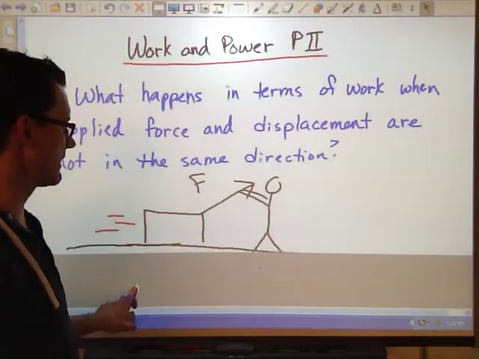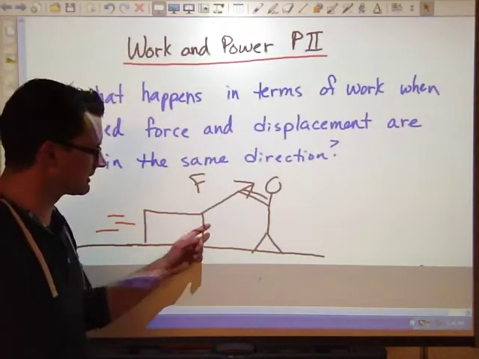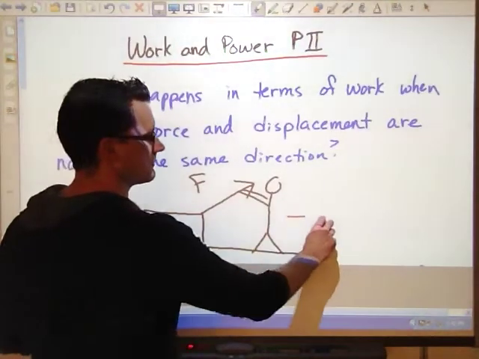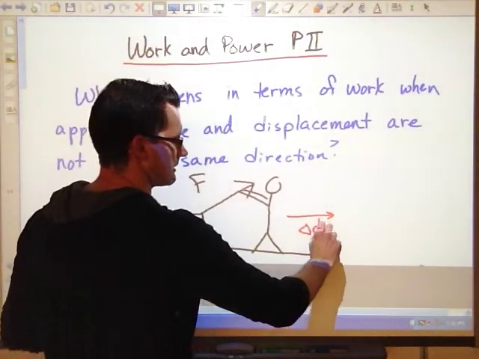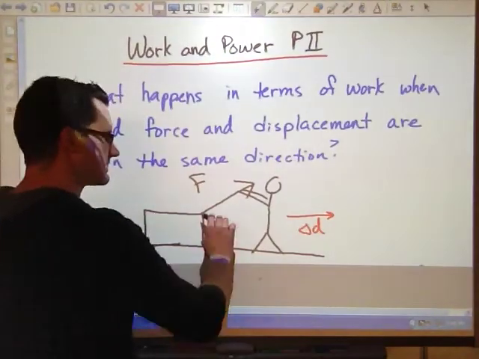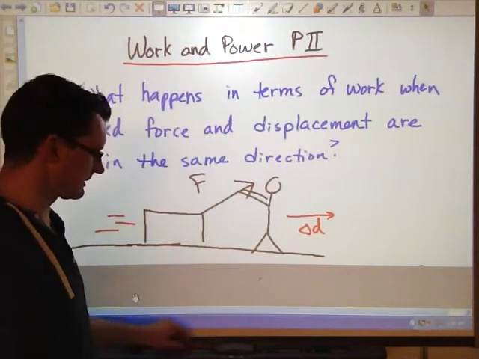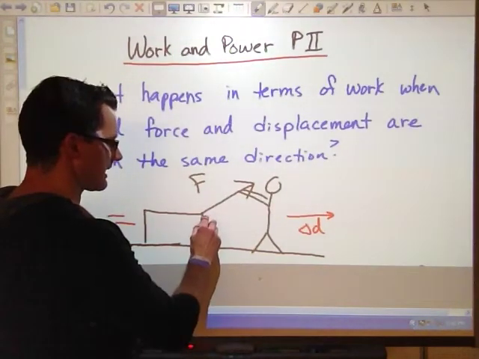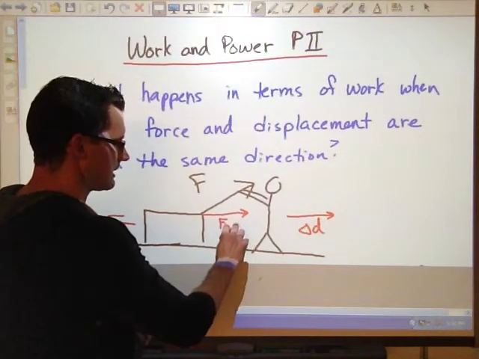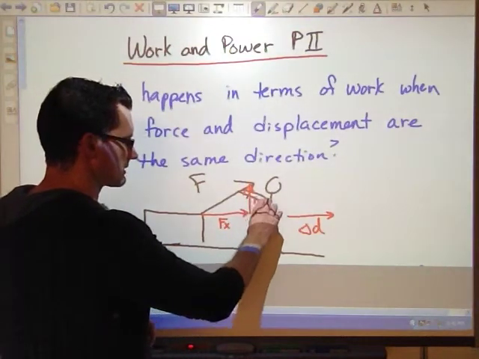For example, if we have a scenario like this, this stick-figured dude is pulling this box in this direction, and of course we can see that the box is moving in this direction, so delta D, or the displacement, is there, and yet the force is in this direction, angled. So it doesn't take too long to figure out that we'll have to find the component of the force that is working in the same direction as the displacement. And we've done this before with vectors.